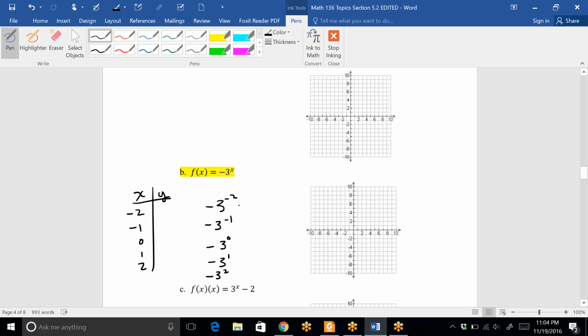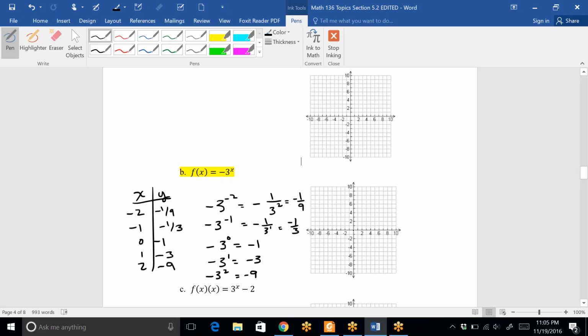Essentially, because this negative is not in parentheses, it stays out front. We move negative exponents and bases to the bottom. So this is negative 1/9. This would be negative 1 over 3 to the first, which is negative 1/3. And remember, you can use your calculator for all this. This is just negative 1 because of the negative out front. This would be negative 3 and negative 9.